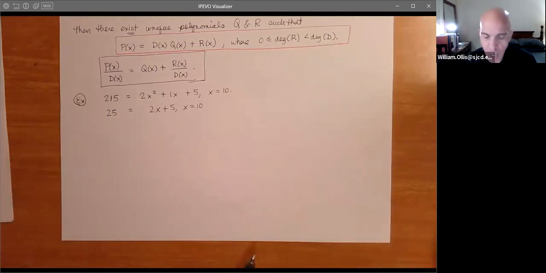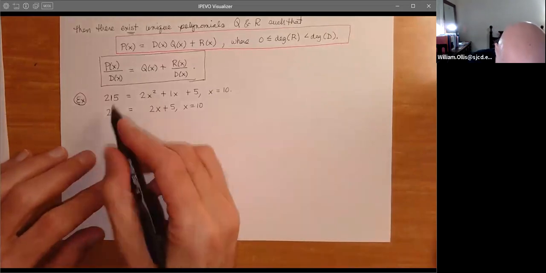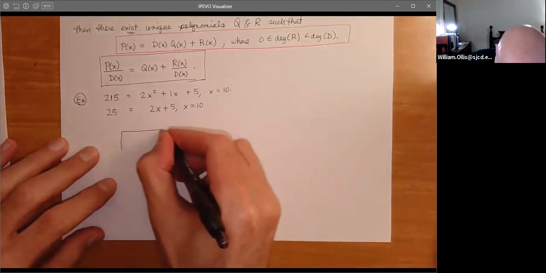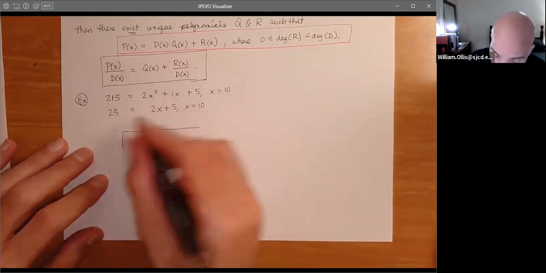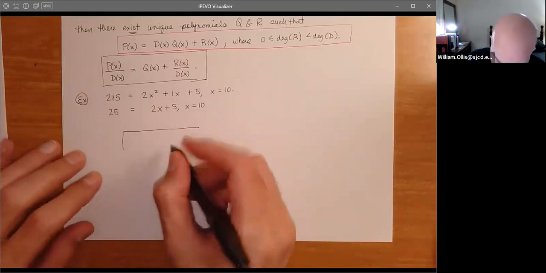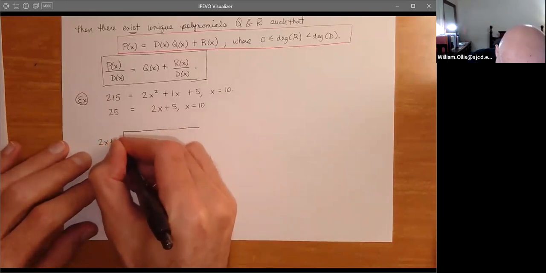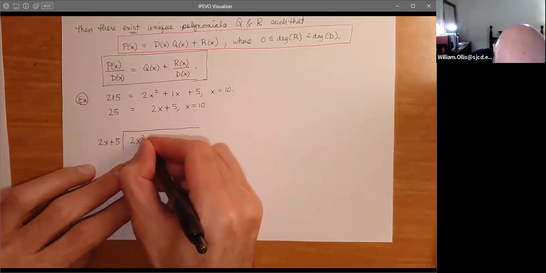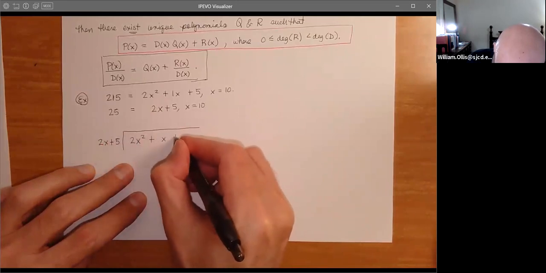So now you're thinking we're going to divide 215 by 25 using the division algorithm. So here's what we'll do. This will be the long division. And I'll show you some shortcuts, but right now this doesn't provide us with a shortcut. So we'll have 2x plus 5, and then we'll have 2x squared plus x plus 5.